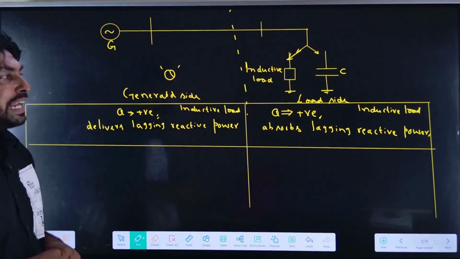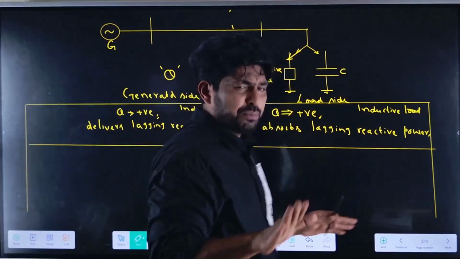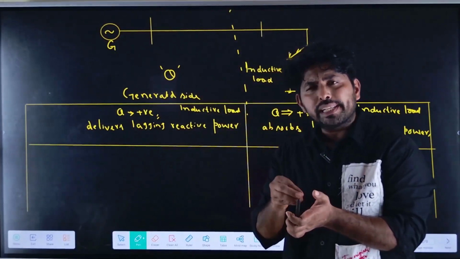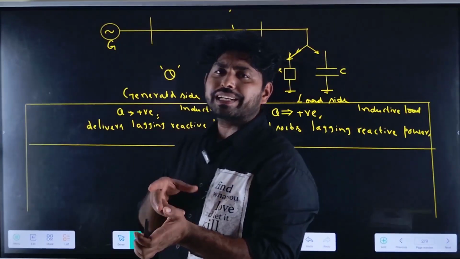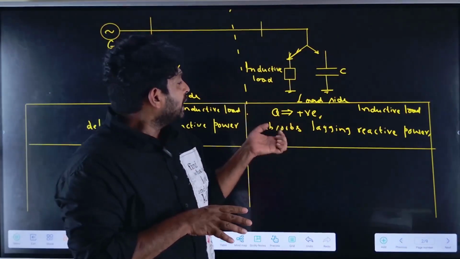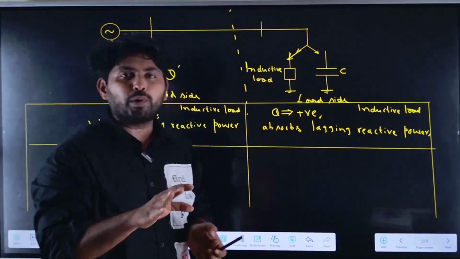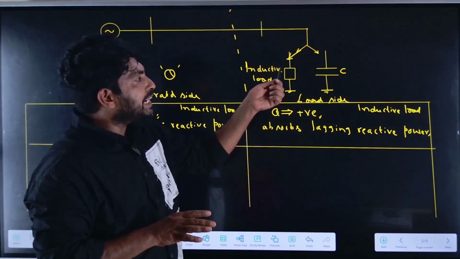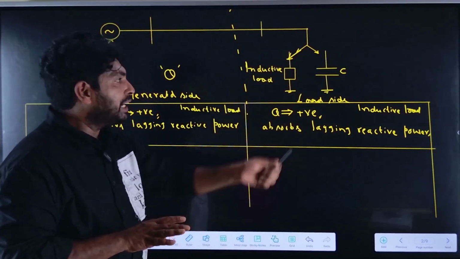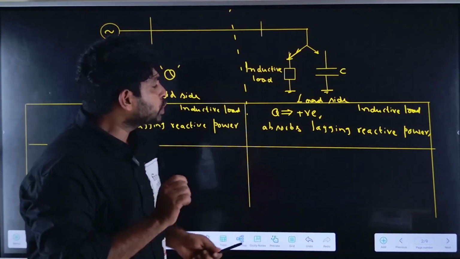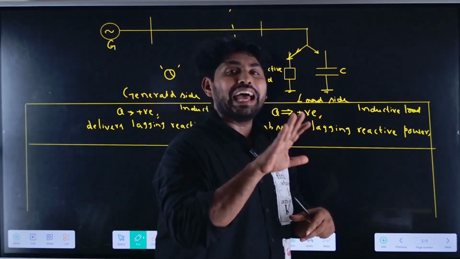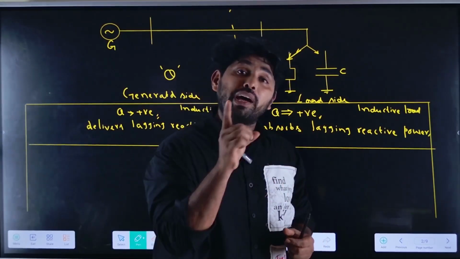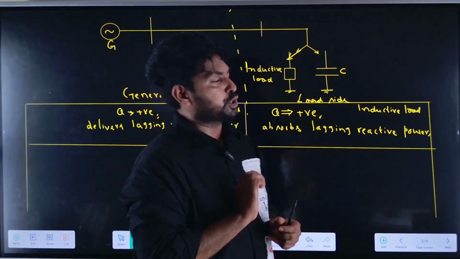Generator delivers lagging reactive power. Very simple. Try to understand from the very fundamental. The polarity of reactive power is very important to analyze. In case of an inductive load, what do we need to take? The inductor absorbs lagging reactive power and the polarity of the reactive power is positive.